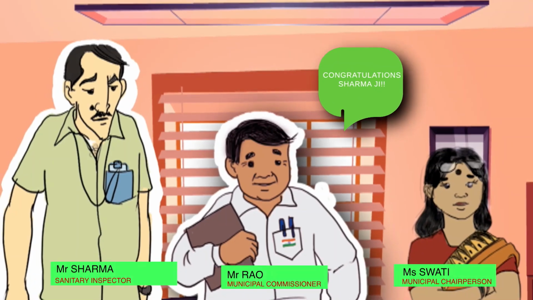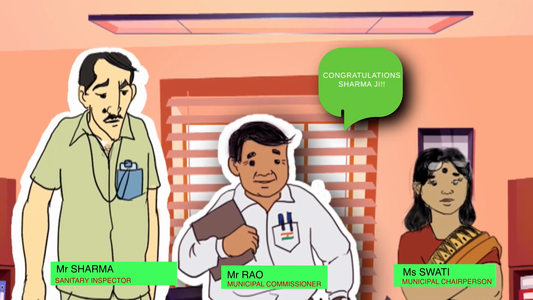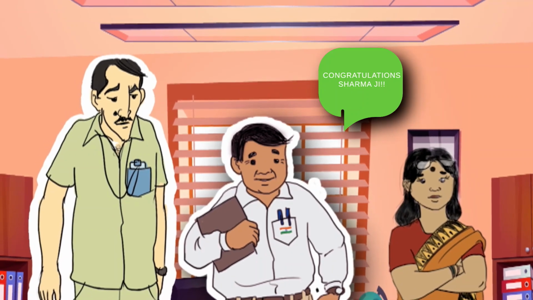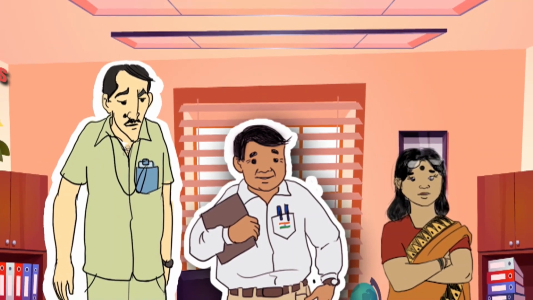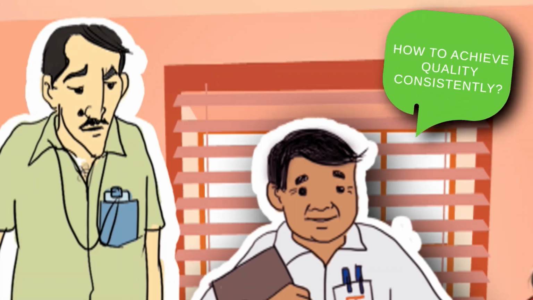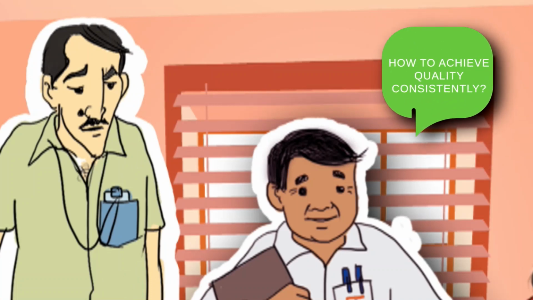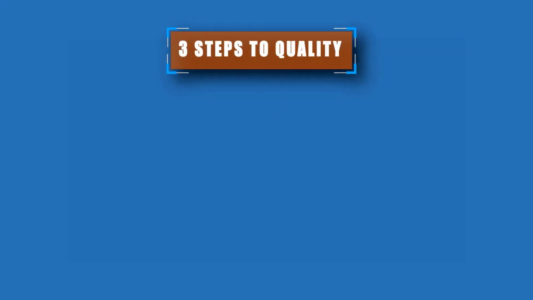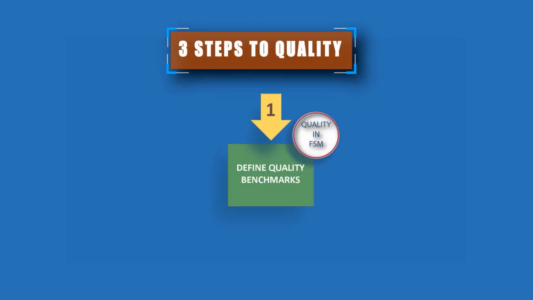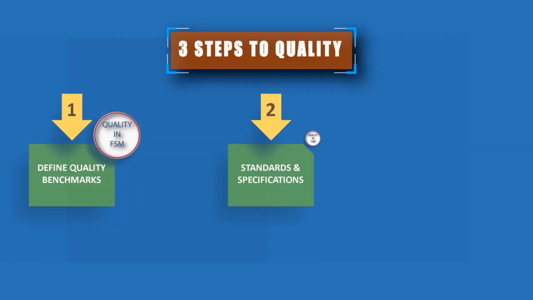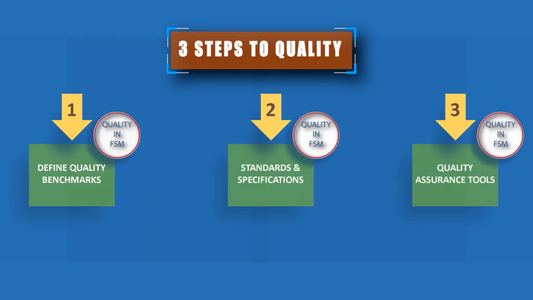I congratulate you, Sharma ji, for running good quality FSM services in your town. I can see you have data that shows services running smoothly. Now, can you tell us how to achieve good quality FSM projects consistently? Now I understand. We saw the first step with the 16 quality indicators and the quality benchmark associated with each. What is the second step, Sharma ji?